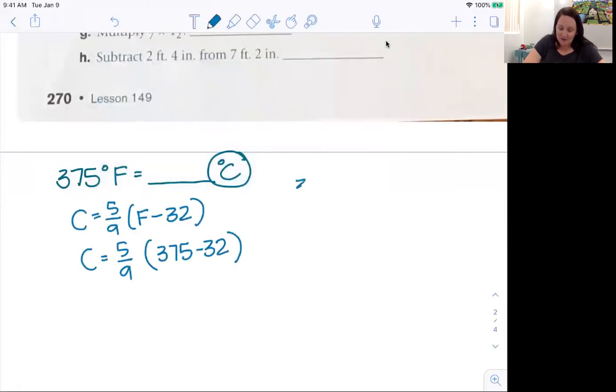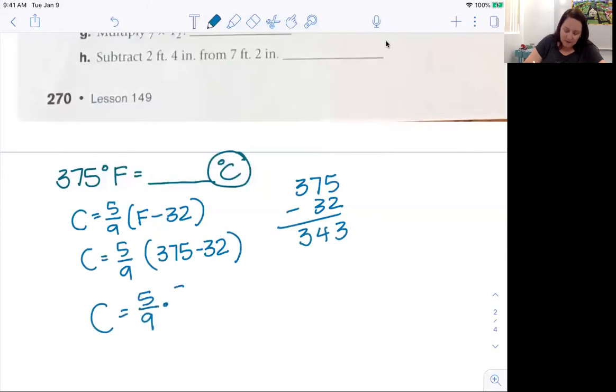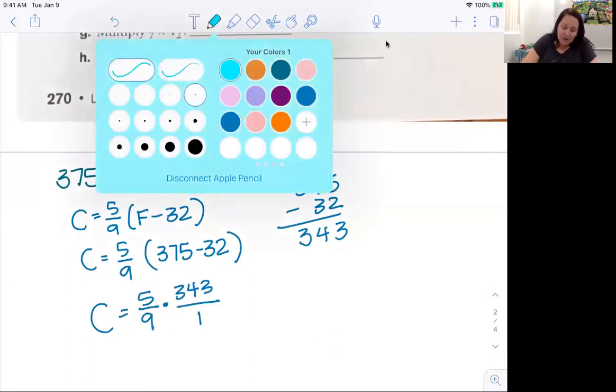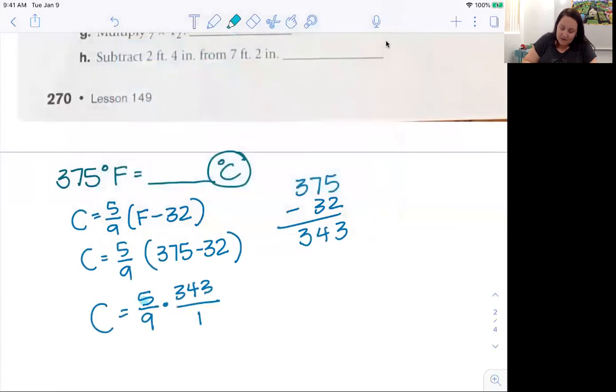375 minus 32, I'm going to come over here. Okay, 5 minus 2 is 3. 7 minus 3 is 4, and 3 minus 0 is 3. So C equals 5/9 times 343 over 1. Now, do 343 and 9 share a common factor? Nope, I don't think they do. Okay, so this is what we're going to do. With PEMDAS, we multiply first, 343 times 5, and then we're going to divide by 9. Let's see what we get.